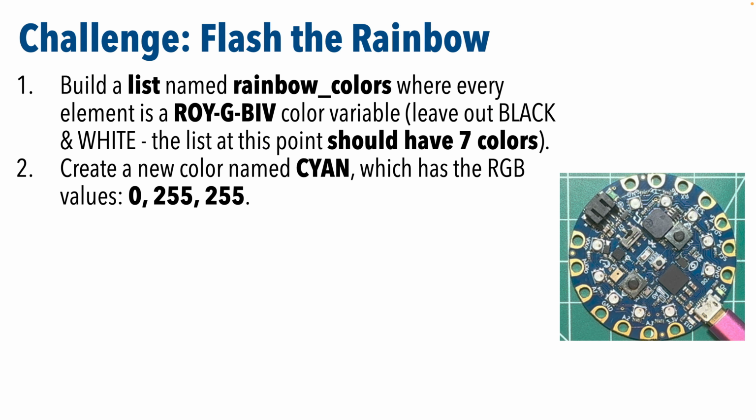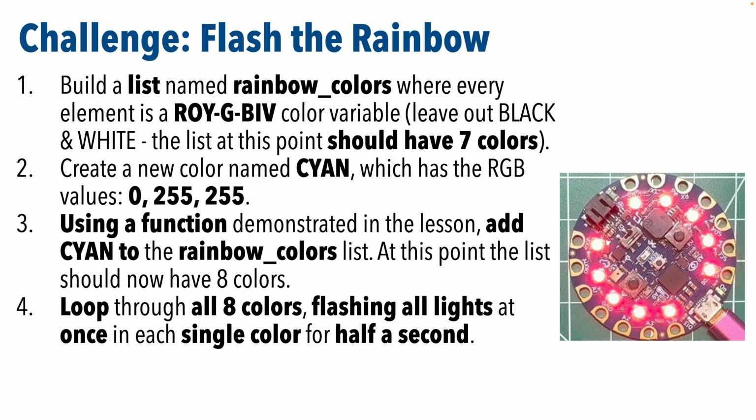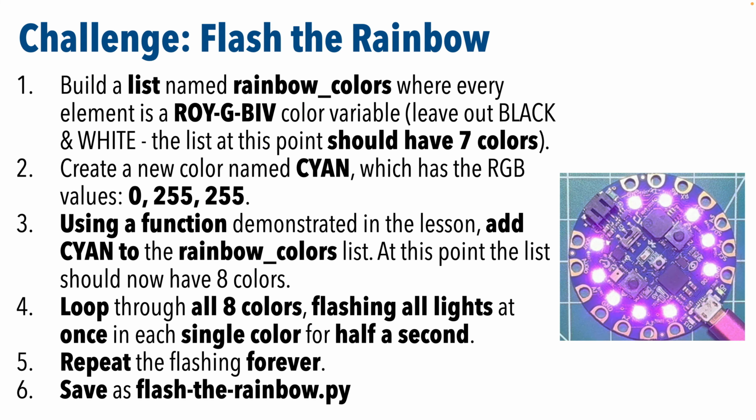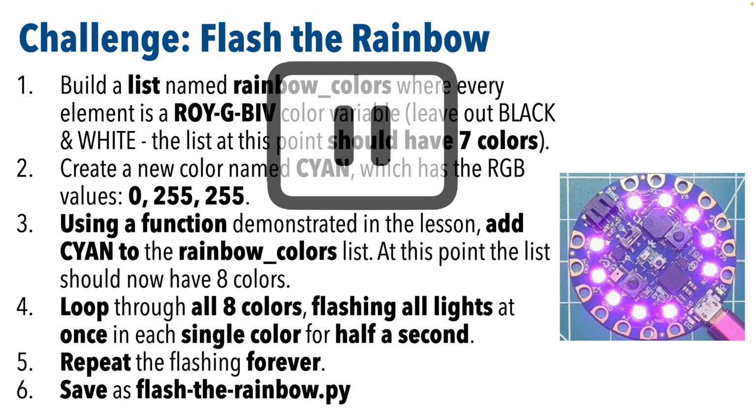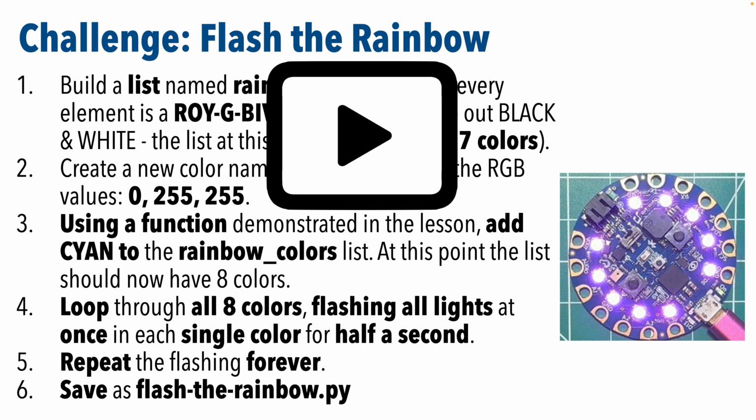Then create a new color named cyan, which has the RGB value 0, 255, 255. Use a function demonstrated in the lesson to add cyan to the rainbow colors. That should give you 8 colors in the rainbow colors list. Then loop through all 8 colors, flashing all lights at once, looping through each color for half a second. Repeat the flashing forever, and save as flash-the-rainbow.py. So pause, Pythonista, give this a shot. Rewind the video if you need help on any of these techniques. And when you're ready, resume, and let's compare answers.